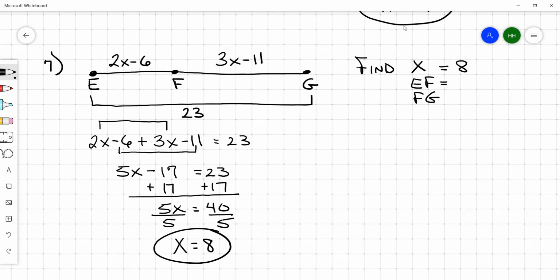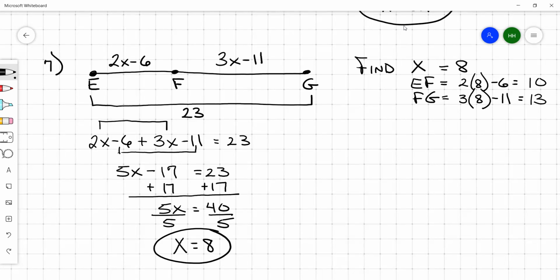Well, your EF, that's equal to 2 times x minus 6. So we do 2 times 8 minus 6. So that's 16 minus 6, which is 10. And your F to G is going to be equal to 3 times 8 minus 11. 3 times 8 is 24 minus 11. That's 13.